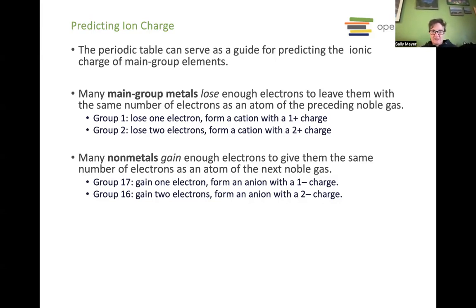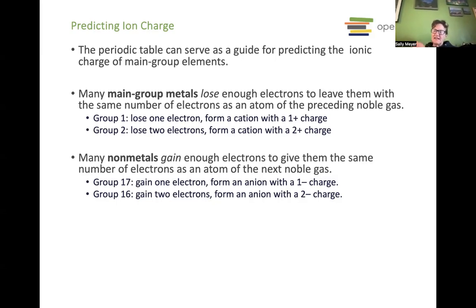Many nonmetals gain enough electrons to give them the same number of electrons as an atom of the next noble gas up. So if you gain 1 electron and you're in group 17, that's the halogens, then you're going to have a -1 charge. And if you're in group 16, it takes 2 electrons to get over to group 18, which is the noble gases. So you're going to have a 2 negative charge. And so if you think about it, +1 and +2 are about it.